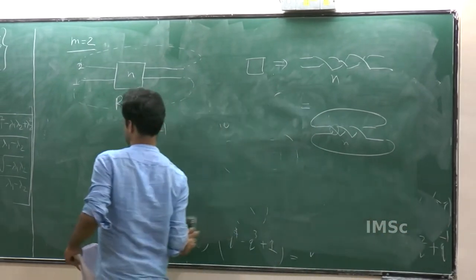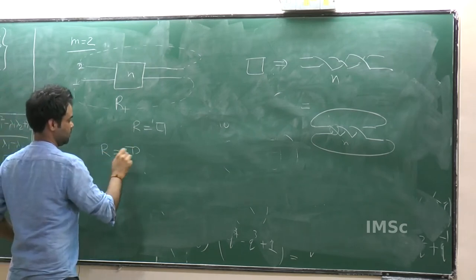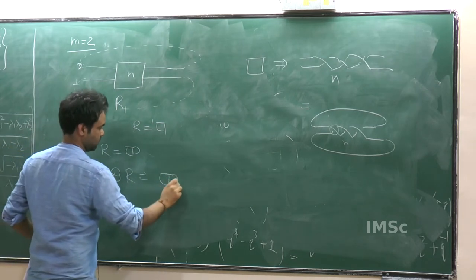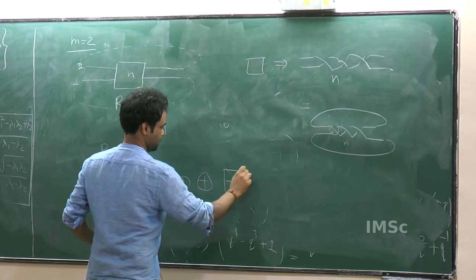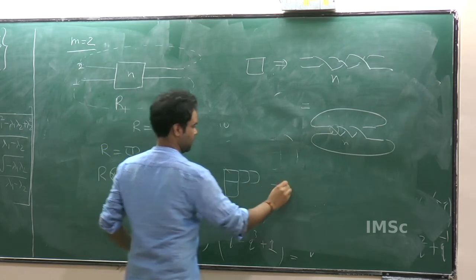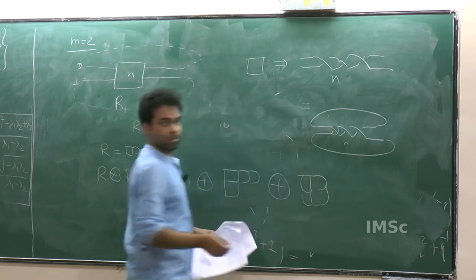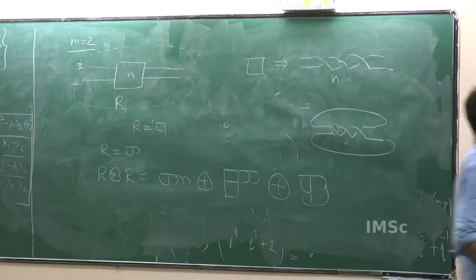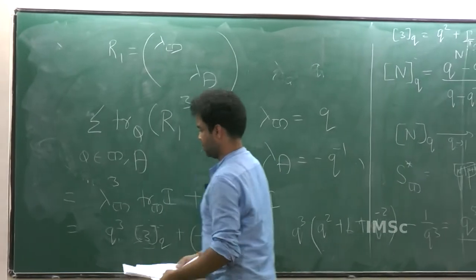So if you take a symmetric box, so this is just trivial. Let's say R equal to spin 1. So R cross R, you'll get a 4. There is no multiplicity. So 3 comma 1 plus. So this is my Q. And if you plug it here, you'll get lambda to the power 3. Okay, let me write this.